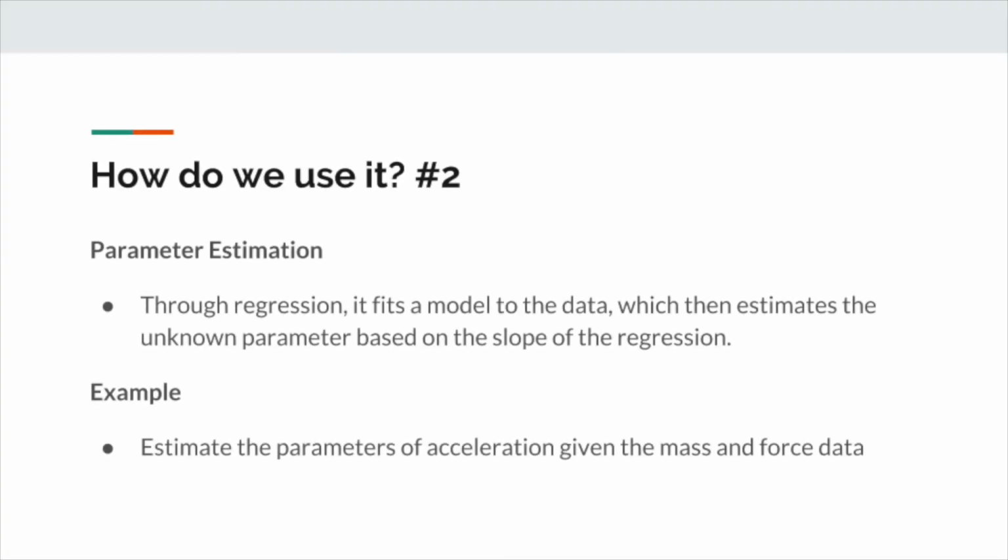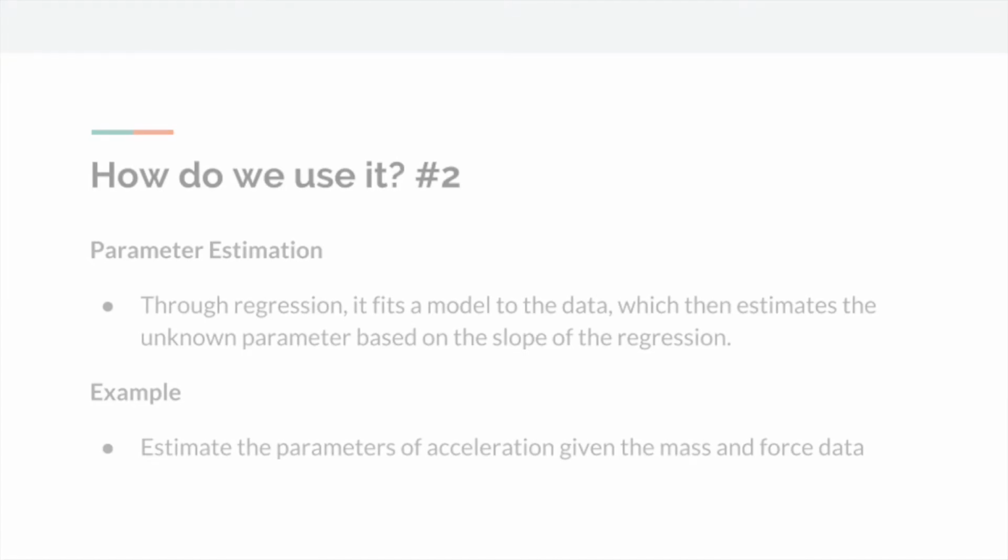Another use of linear regression is parameter estimation, which fits an equation to some data. For example, a measured force is applied to different masses and then accelerates them. A regression plot of this gives a line that indicates the force and mass, with slope being equivalent to acceleration.